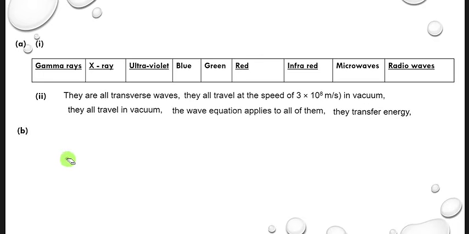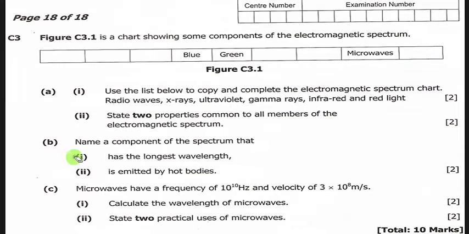Let's move to B. B, they are saying B1 was name components of the spectrum that one has the longest wavelength. So the longest wavelength is radio waves, which was here. Then the one emitted by hot objects is actually infrared. So longest wavelength is this side. So it is opposite. So if this one is longest wavelength, then the shortest wavelength is here.